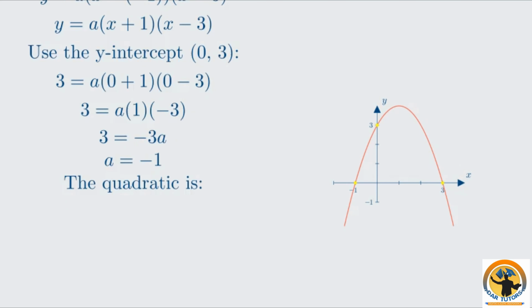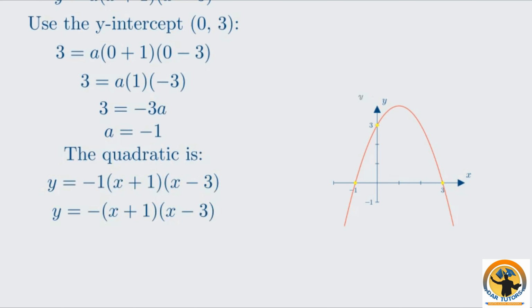Now we can write the final equation by substituting a equals negative 1 back into our factored form. The equation of the quadratic is y equals negative 1 times the quantity x plus 1 times the quantity x minus 3. We successfully found the equation of the quadratic using its intercepts and one other point.